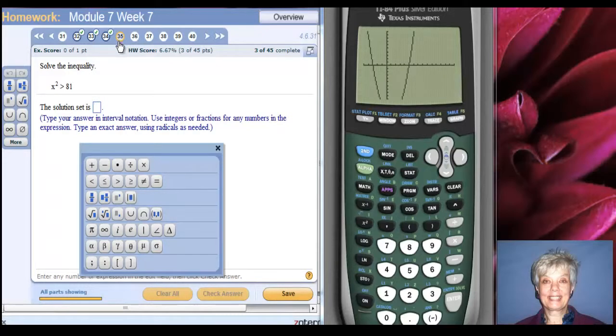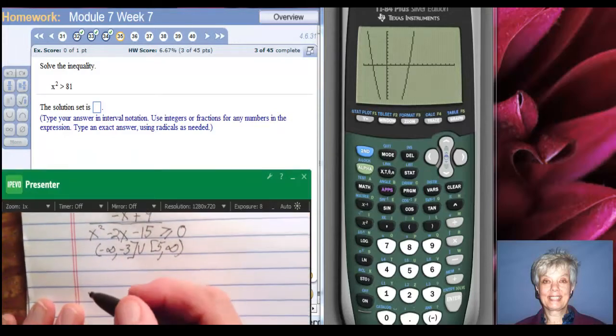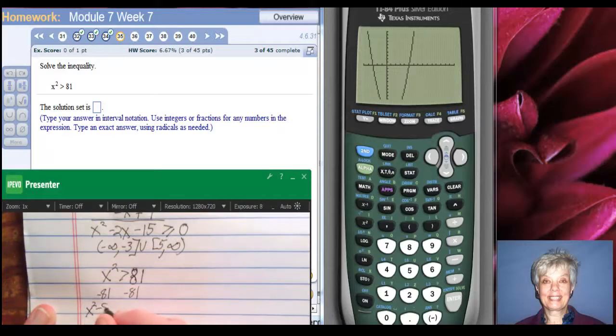Here we have x squared is greater than 81. What to do? Pull the 81 over. So we'll have x squared minus 81 is greater than 0. I'm going to subtract 81 from both sides of the inequality. I can factor that. This would just be factored by the difference of two squares: x plus 9 times x minus 9 is greater than 0.